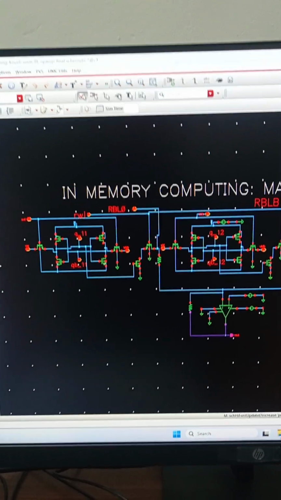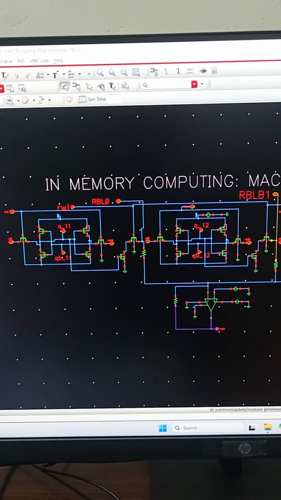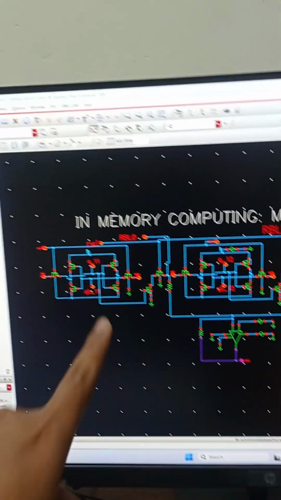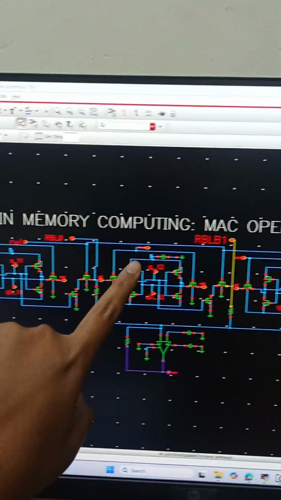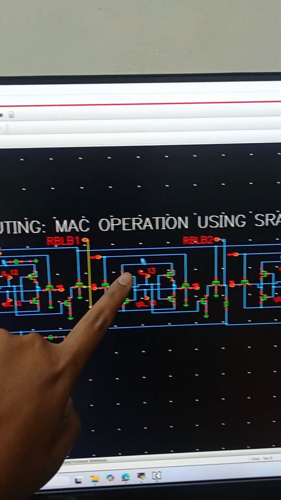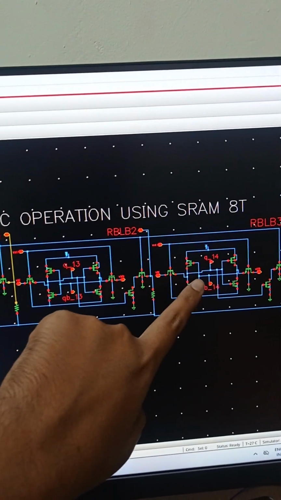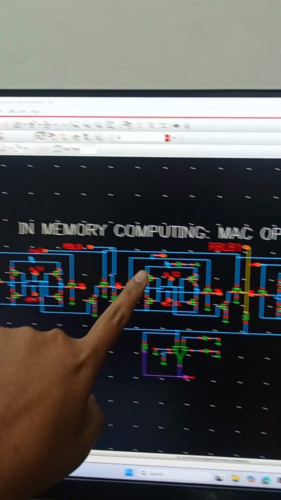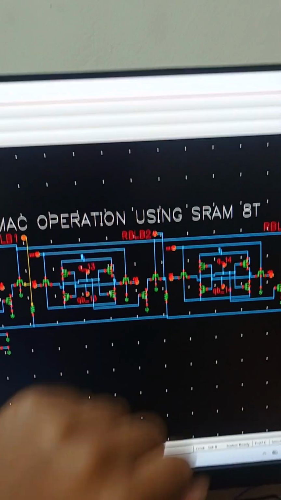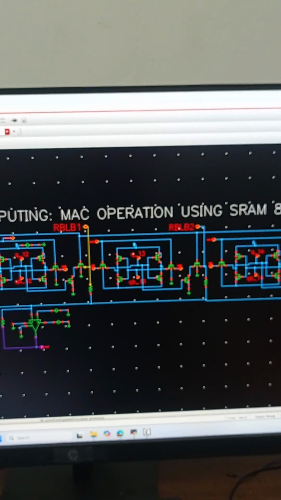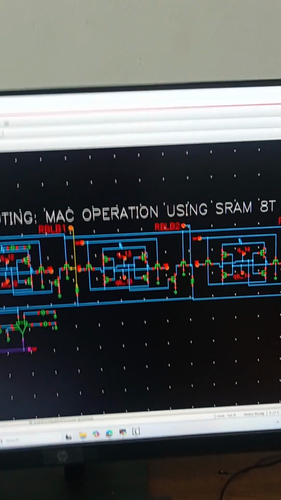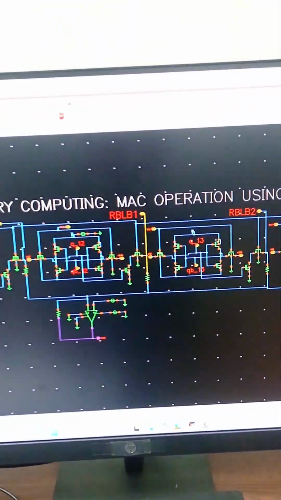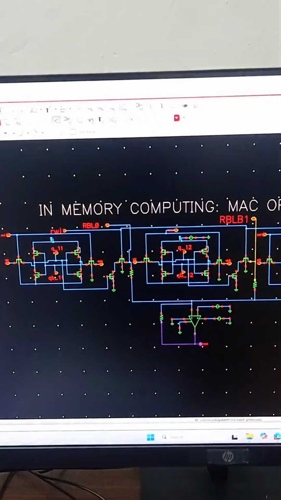For my example, I am taking the voltage as 1 volt and I am storing 1 in this SRAM cell, 0 in the second SRAM cell, 0 in the third SRAM cell, and 1 in the fourth SRAM cell. So 1, 0, 0, and 1. So the weight that is stored in this row is 9 because it is 4-bit binary coded.